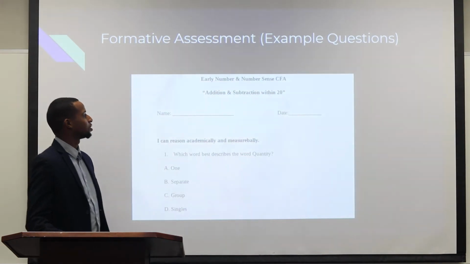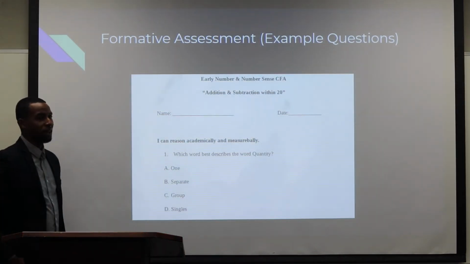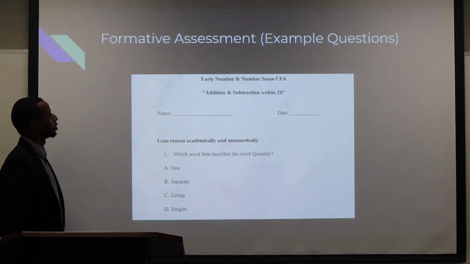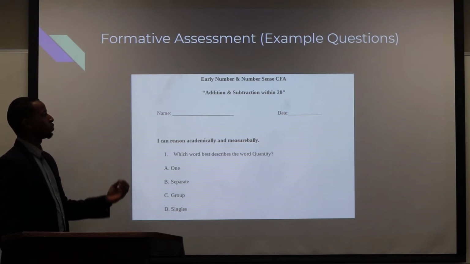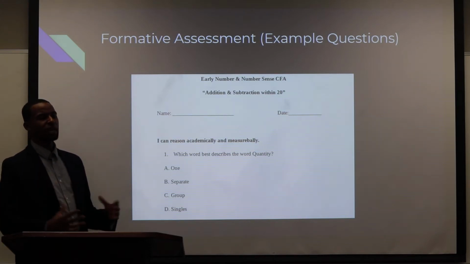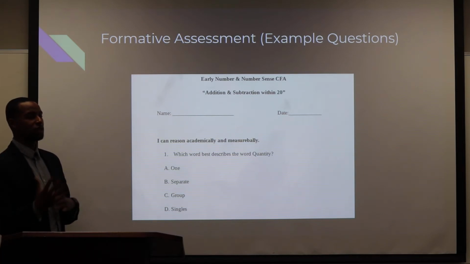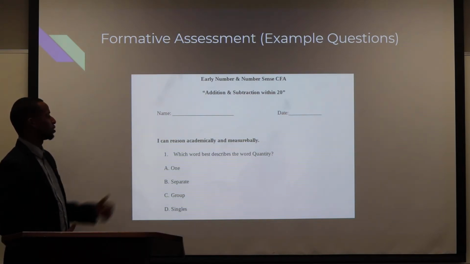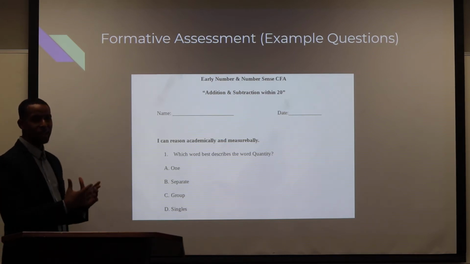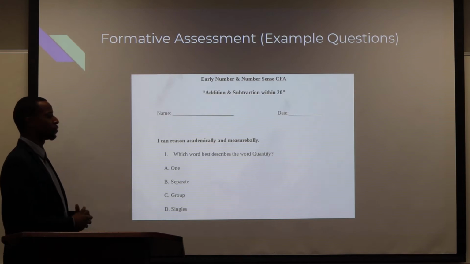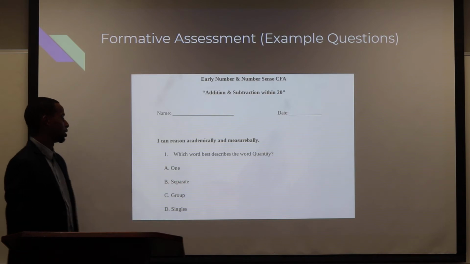So I decided to do my own formative assessment, and this is just an example. For math, we're talking about early numbers and number sense, so addition and subtraction within 20. This is for elementary math, learning early numbers and then making sense of numbers. My standard for this formative assessment would just be: I can reason academically and measurably. For example, the question is, which word best describes the word quantity?